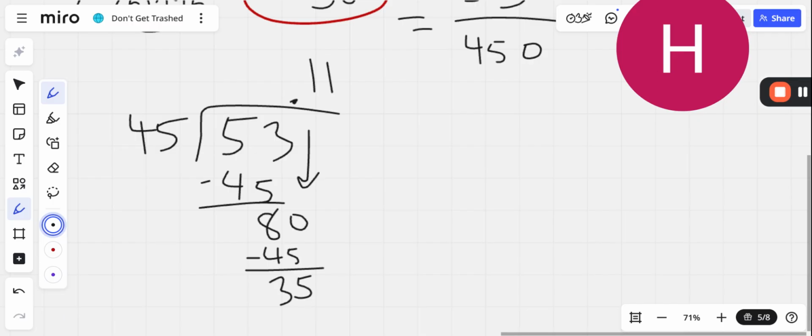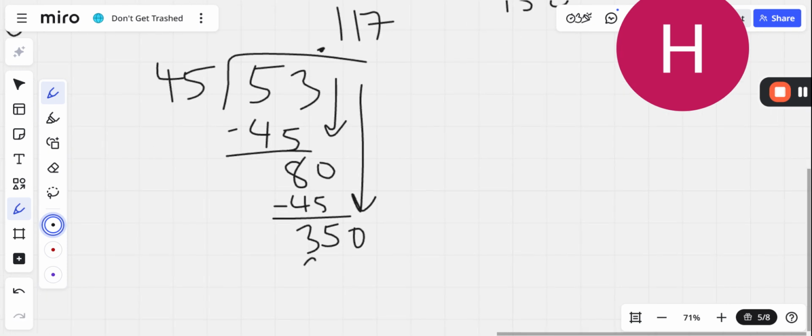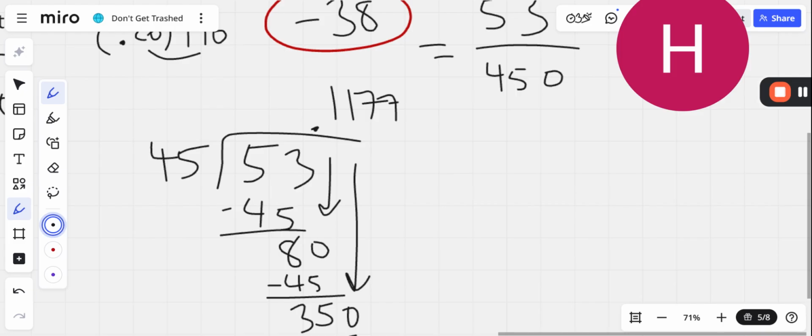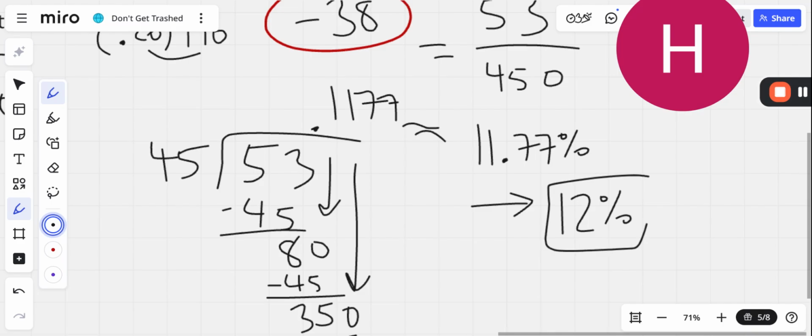35. And we bring a 0 down, and this is going to give us a 7. It's still going to round up, though. In fact, it seems like it's going to repeat in that sense. So we'll say this is approximately 11.77%, but it needs to round up to the nearest percent of 12.